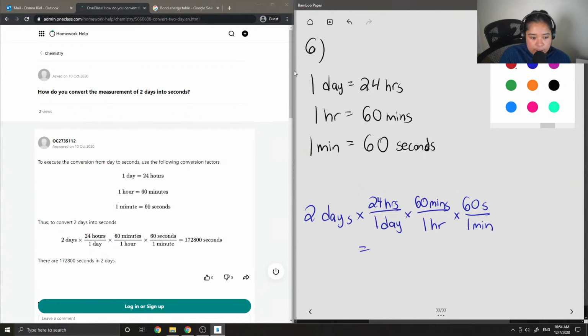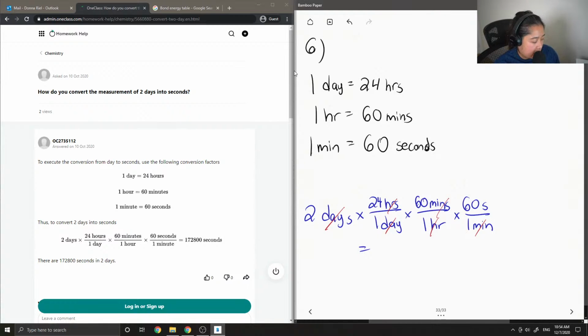So you know you did it correctly if all your units cancel out nicely. So it's pretty much 2 times 24 times 60 times 60, which gives us 172,800 seconds.